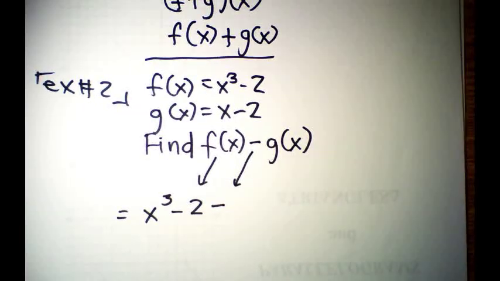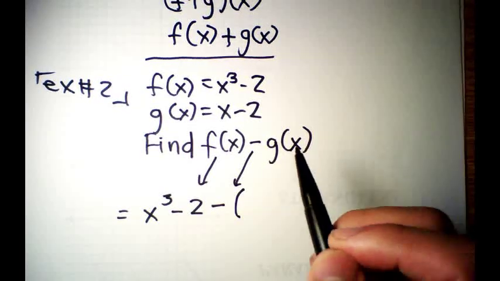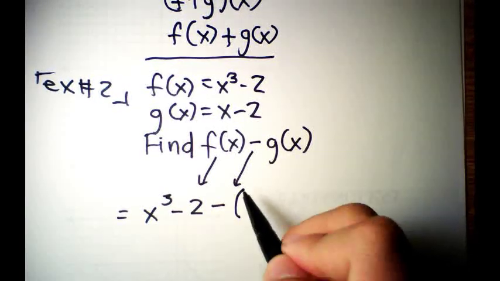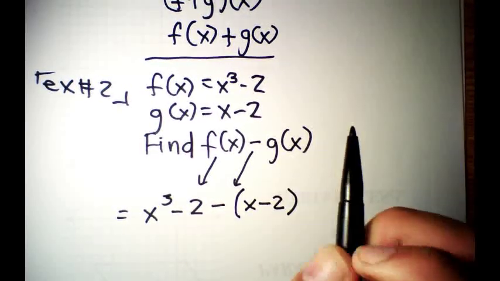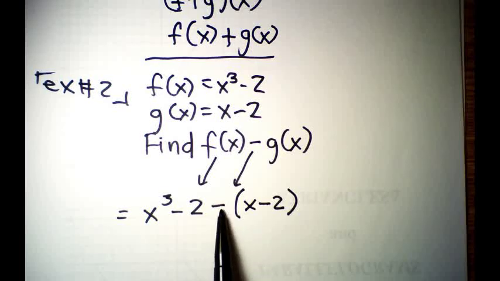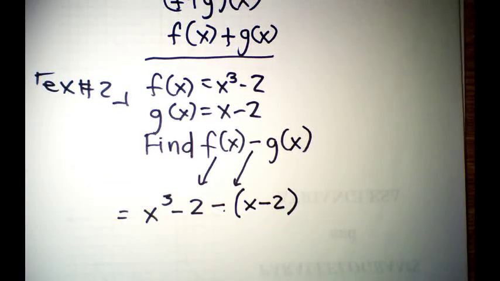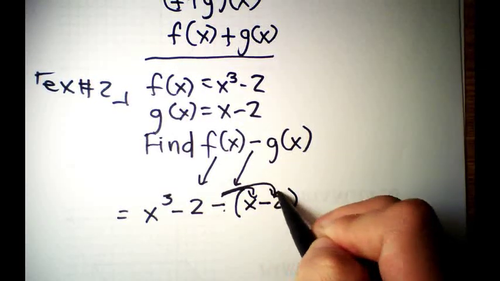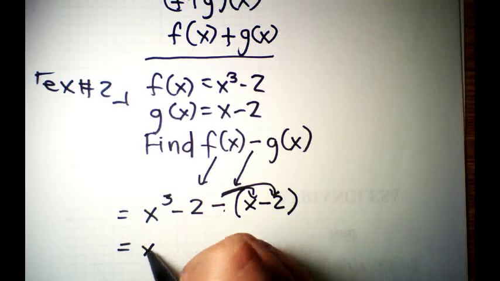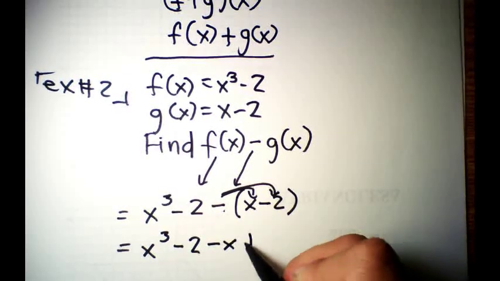Whenever you have a subtraction, that second term, you need to put parentheses. Okay, what's your g equation? x minus 2. The reason why you need to put the parentheses is because you're not only subtracting the x, you're also subtracting the negative 2. You need to distribute that negative sign to both of these. Simplify this. This is x to the third minus 2 minus x plus 2.